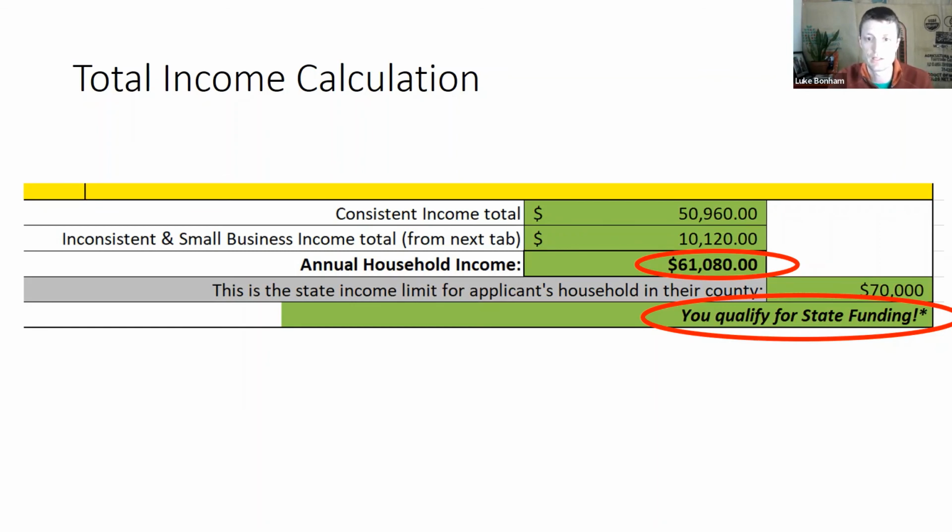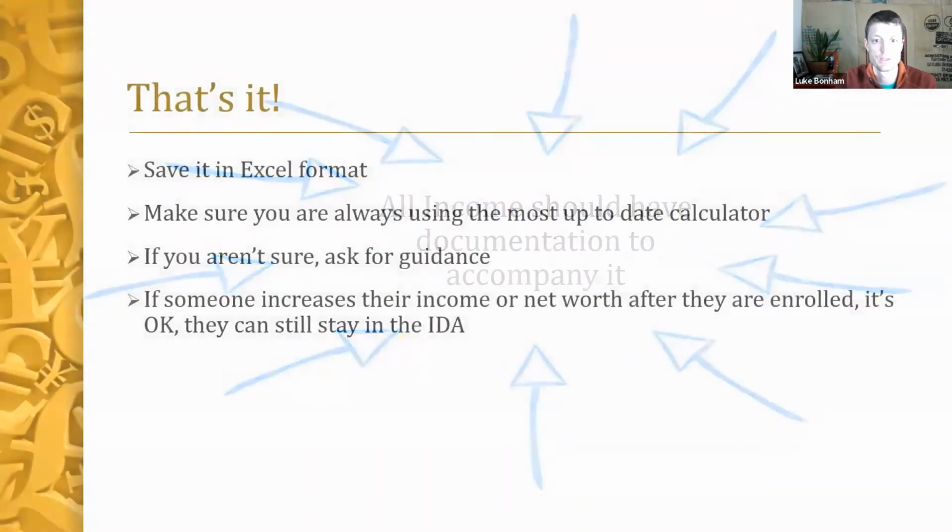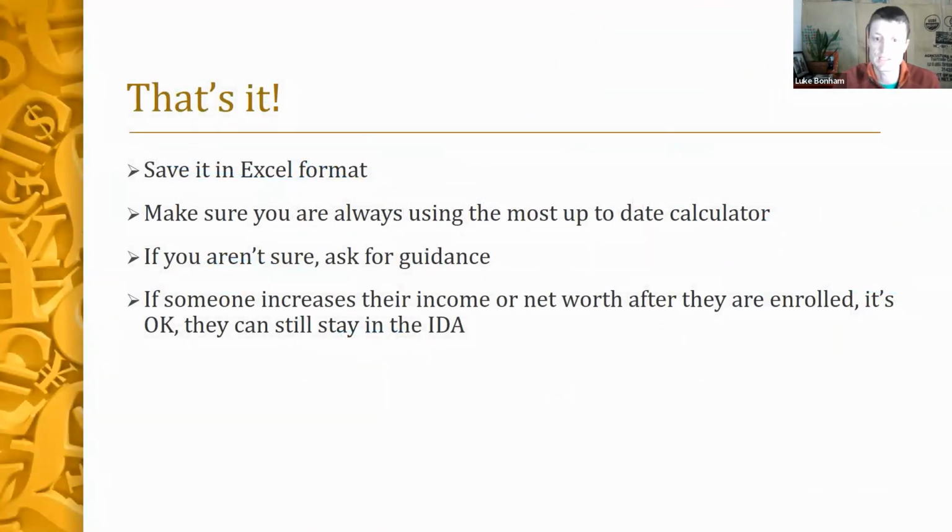Everything in the income calculator should have documentation to accompany it, because you calculate based on the documentation, not what the participant tells you. NP looks at income documentation to confirm that we agree with your calculation. And that is it. You save this in an Excel format. Make sure you're always using the most up-to-date calculator to ensure that the income limits are accurate.